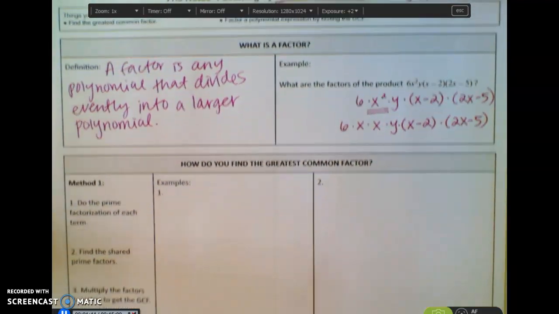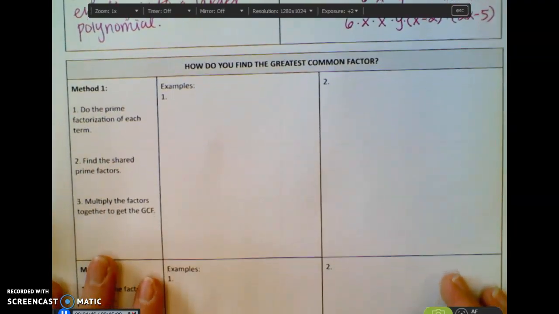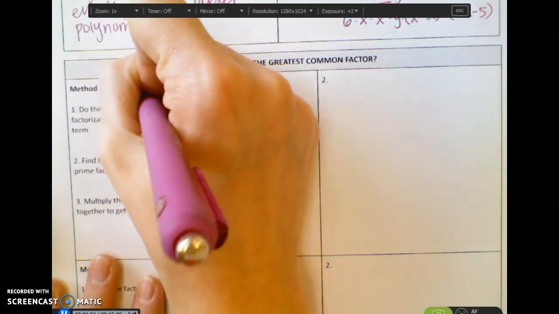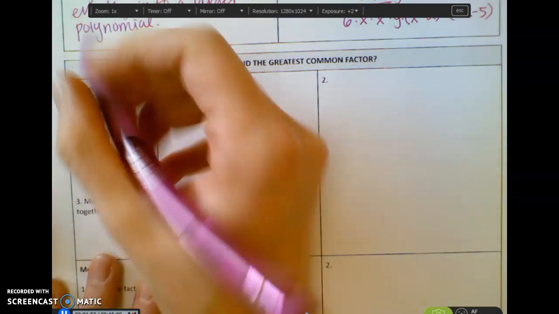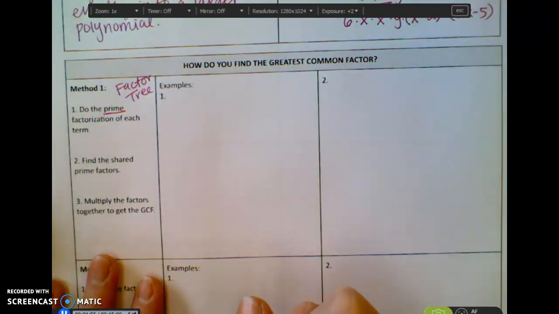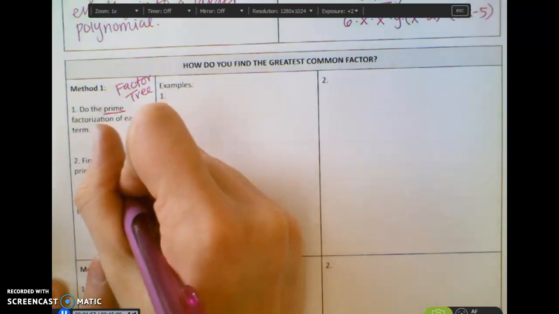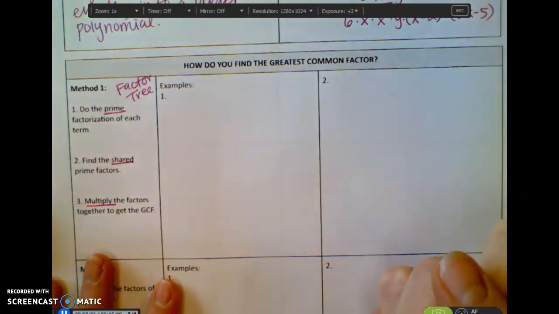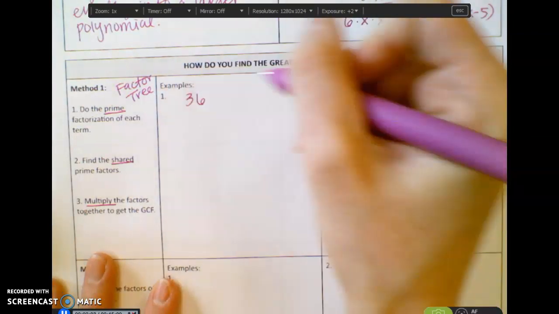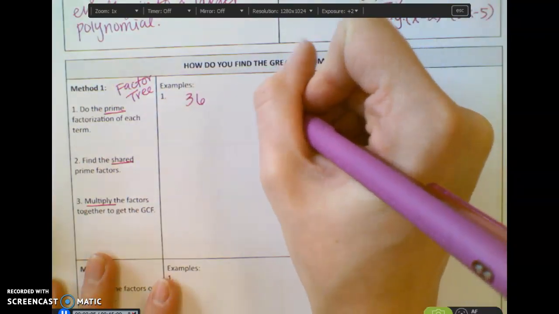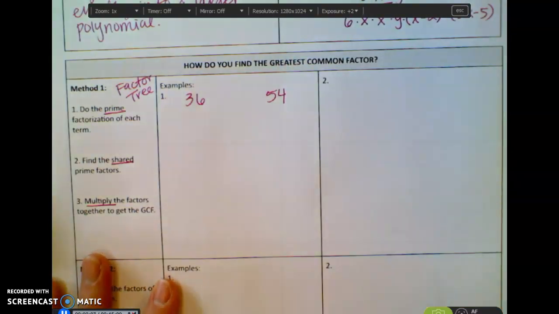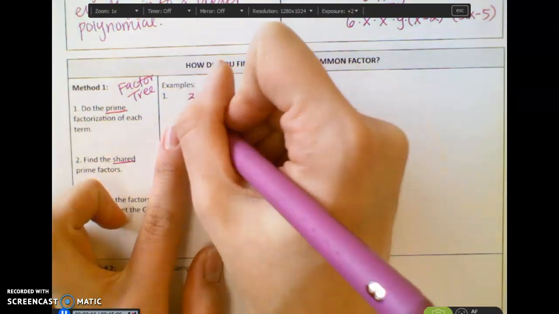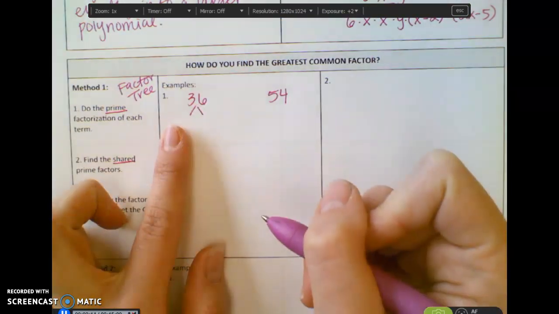So there are two methods for finding the greatest common factor. The first one is a factor tree. So here's how we find a factor tree. We're going to do the prime factorization of each term. We're going to find the shared prime factors and then multiply the factors together. For example, we want to find the greatest common factor for 36 and 54. The way we start that is look at 36 and we ask, what can we multiply to get 36?